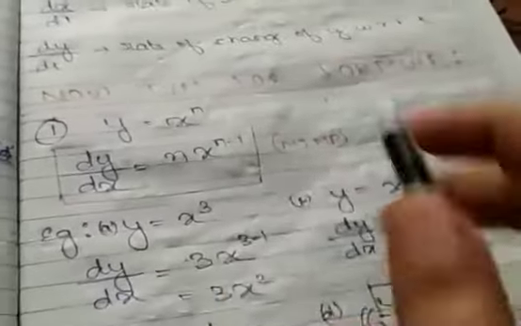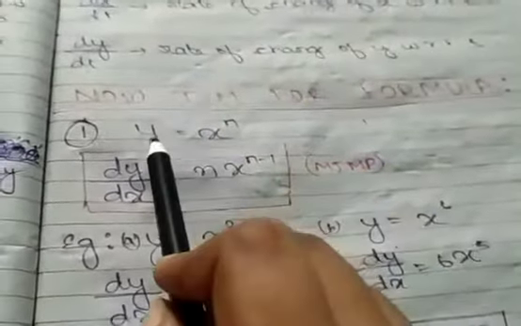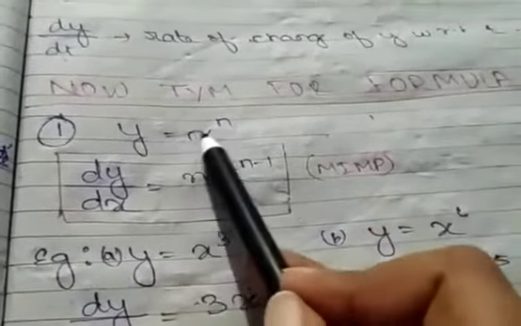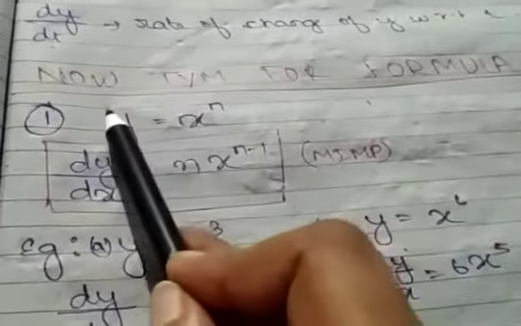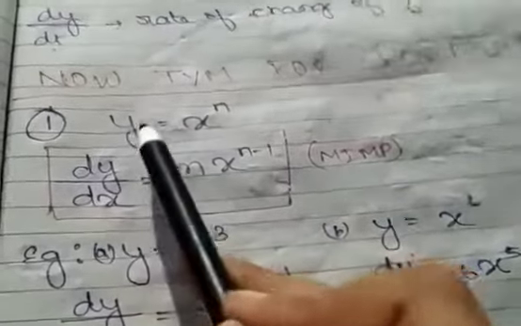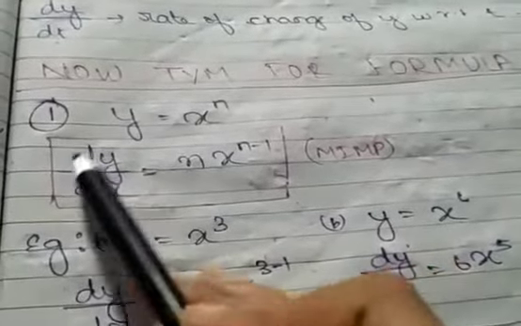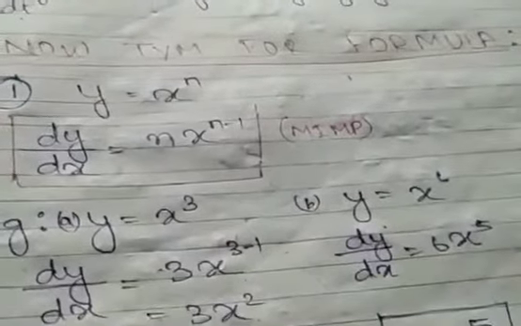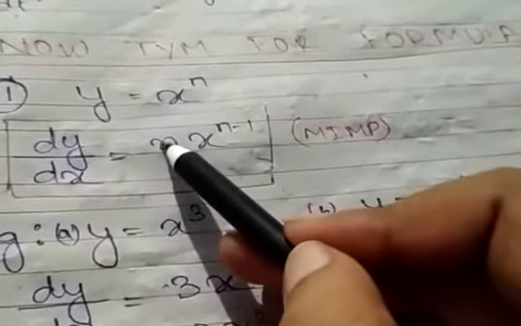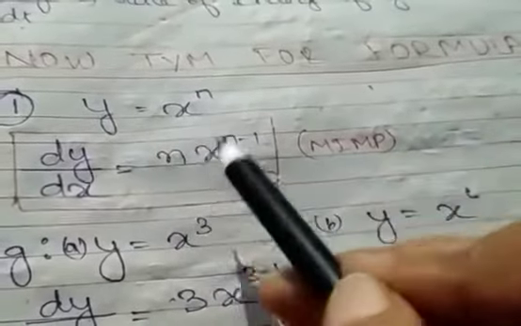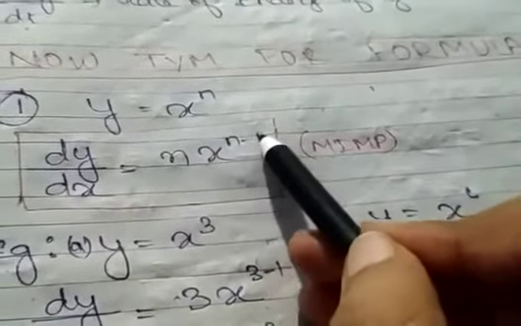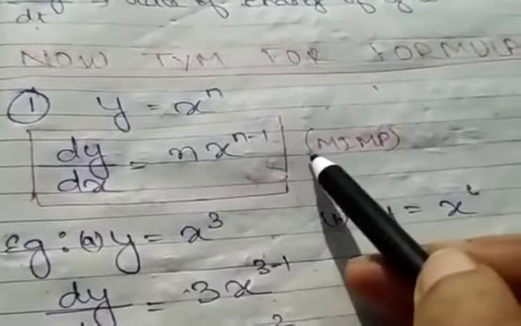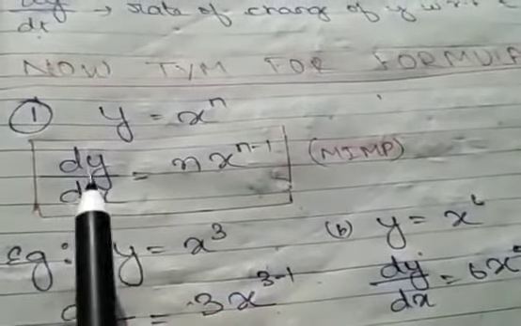First and most important formula: suppose there is a function y equals x to the power n. If I want to differentiate this y with respect to x, then dy upon dx will be equal to n coming in the front in multiplication, x to the power n minus 1. Where it is coming from, we will study in maths. So just remember the formula.